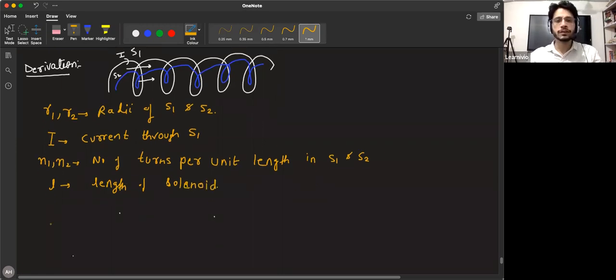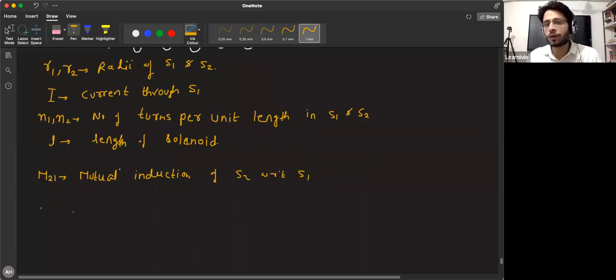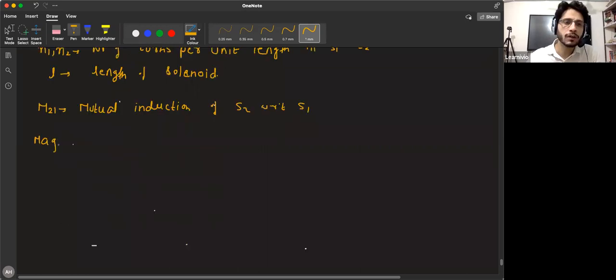Okay, now let's calculate. Let's first calculate M21, the mutual induction of solenoid 2, which means the EMF induced in S2 due to S1. First of all, let's calculate the magnetic field. Current is passing through solenoid 1, so solenoid 1 will generate a magnetic field, the magnetic field of S1.